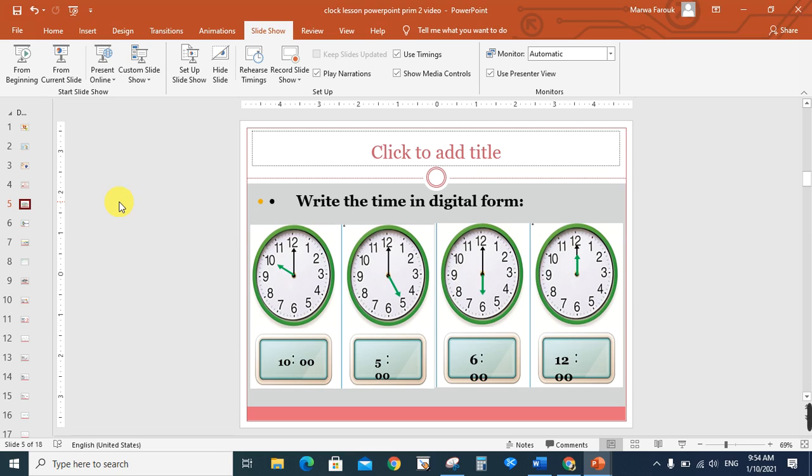The third one here, the short hand on what? On 6, super Primary 2, and long hand on 12, so it's 6 o'clock. And the last one here, the short hand on 12 and the long hand on 12. So what is the time here? 12 o'clock. Excellent, Primary 2.